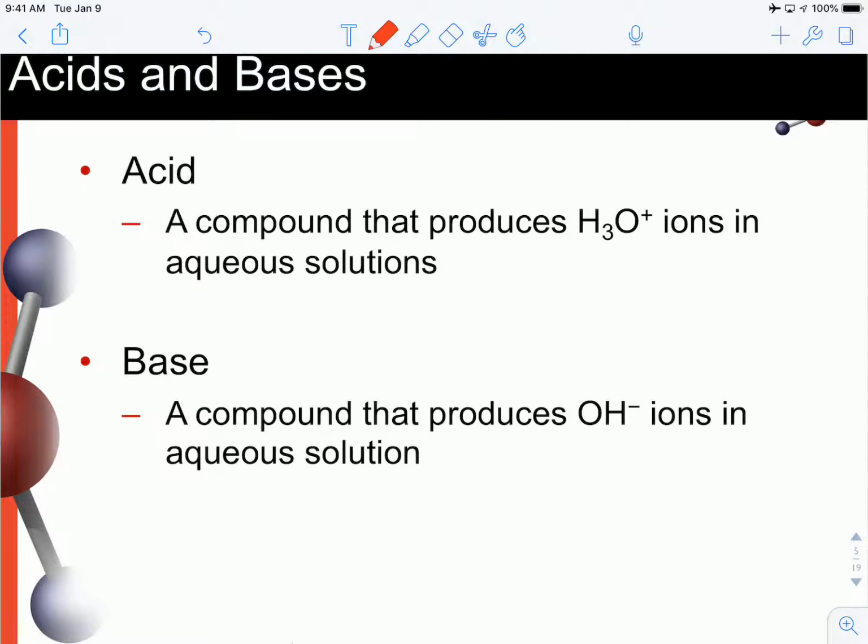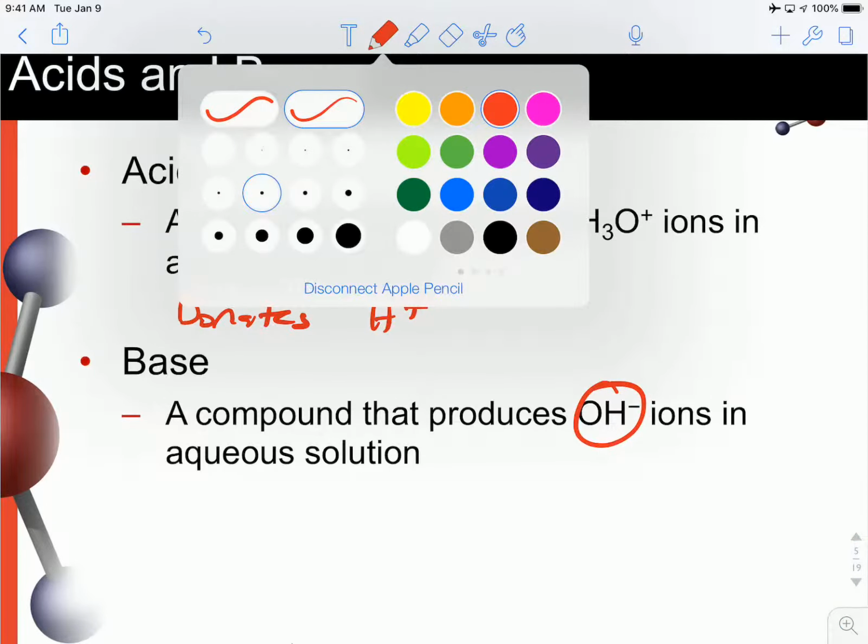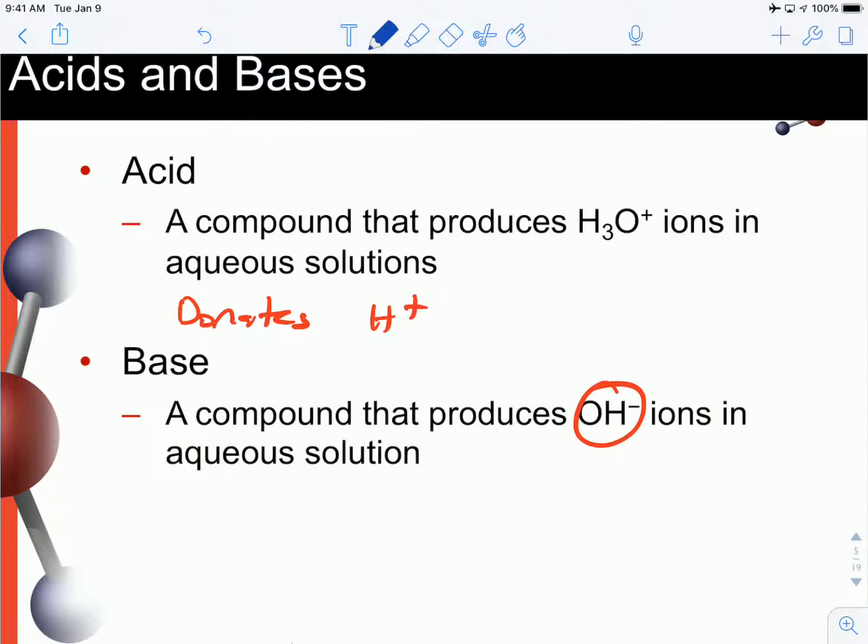So an acid is a compound that produces hydronium ions in aqueous solution. That's what we just saw. Another way of looking at it is that it donates H positive. A base is a compound that produces OH negative in aqueous solution, or another way of looking at that is that it accepts H positive.